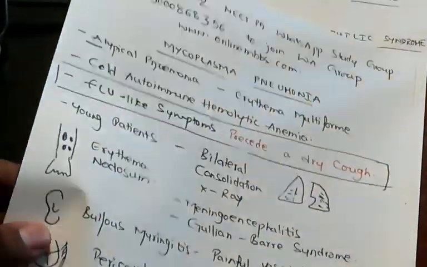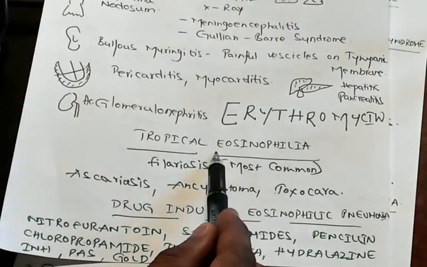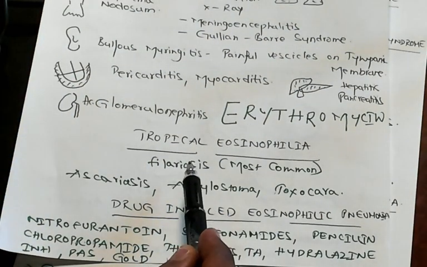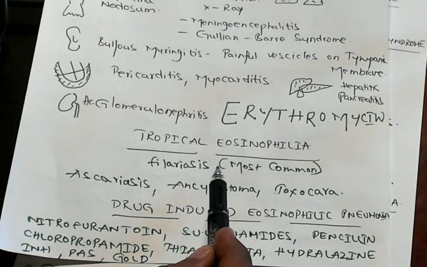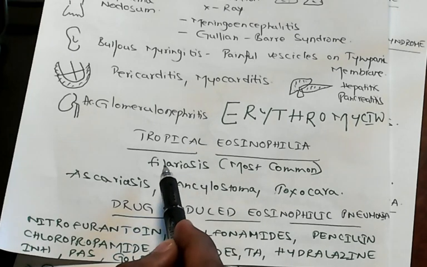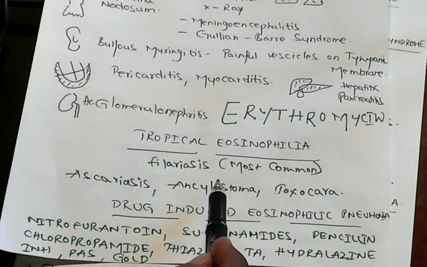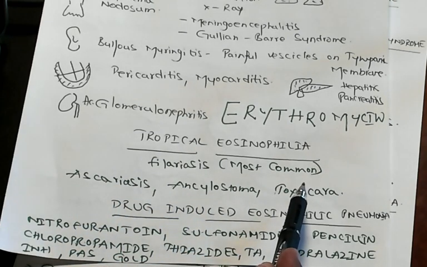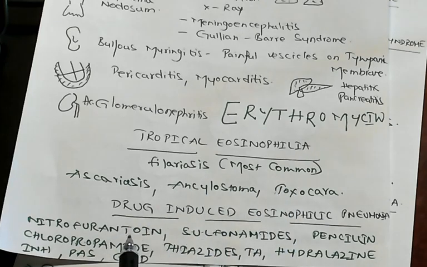Then, doctor, you have tropical eosinophilia. What are the causes of tropical eosinophilia? Favorite question. Most common is filariasis. Always the most common will be a common infection that you see in clinical practice. Filariasis. Even ascariasis, ancylostoma, toxocara, they are all implicated, is what you should remember.